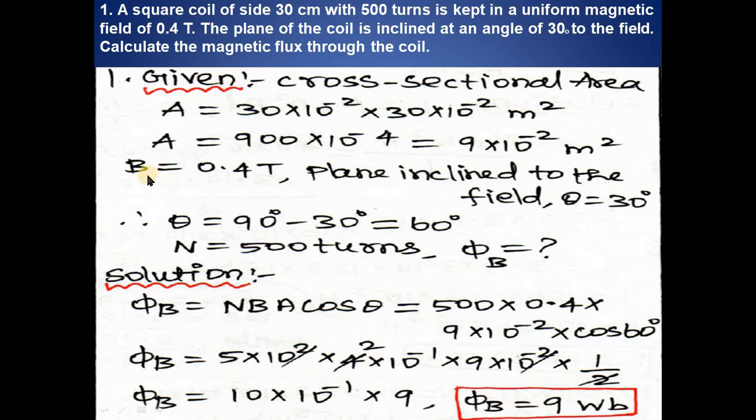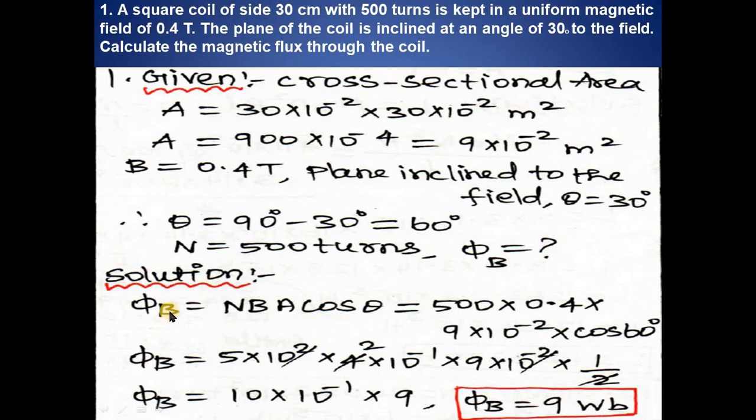Now the magnetic field B is equal to 0.4 Tesla. The plane is inclined to the field at theta equal to 30 degrees. Plane inclined to the field means we have to subtract from 90 degrees, so theta is equal to 90 minus 30, which is 60 degrees. Number of turns is 500. Now find the value of magnetic flux, phi B is equal to question mark.